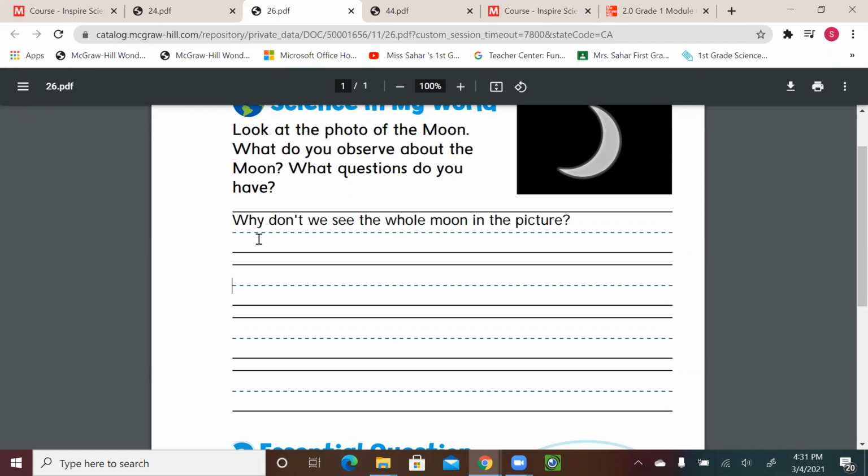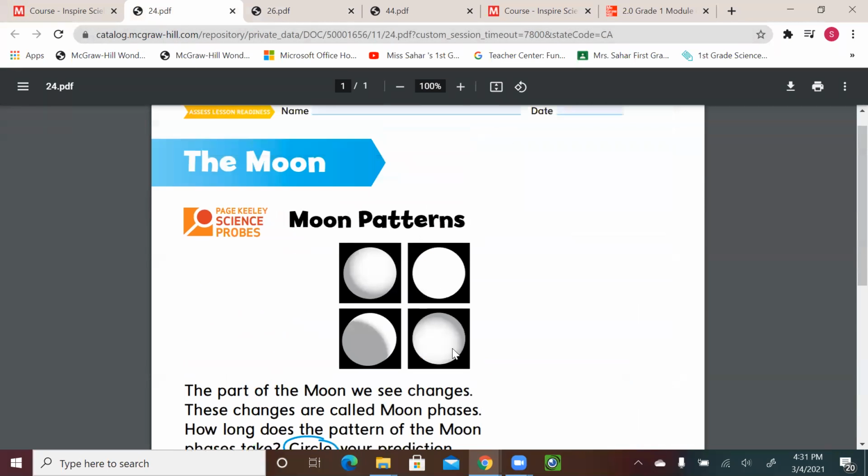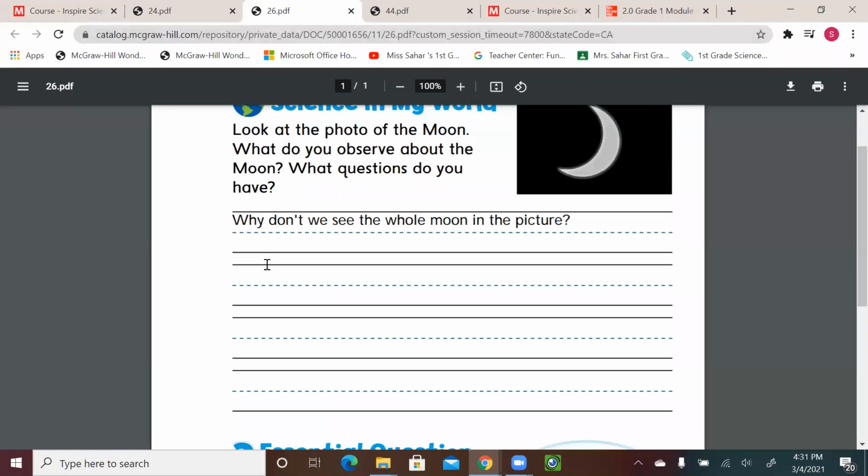We notice that the moon has different phases or different shapes at different times of the month. Let's take us back to the first page when we say moon patterns. Remember? So we can ask here something related to that picture as well, and we say, why does the moon have different shapes at different times of the month?